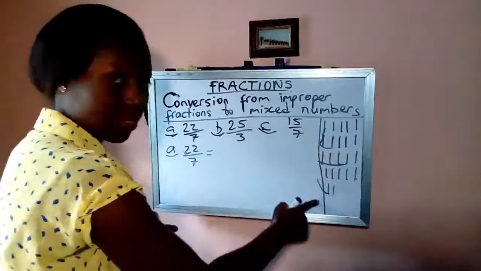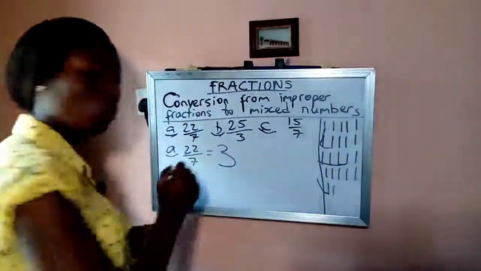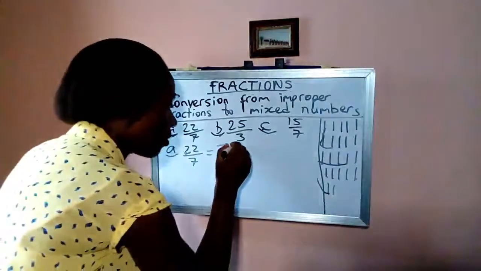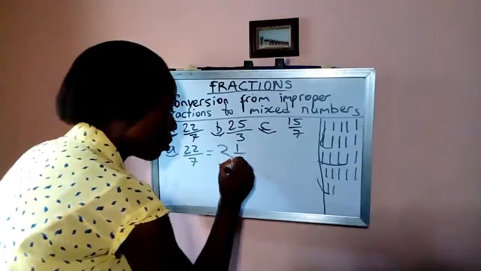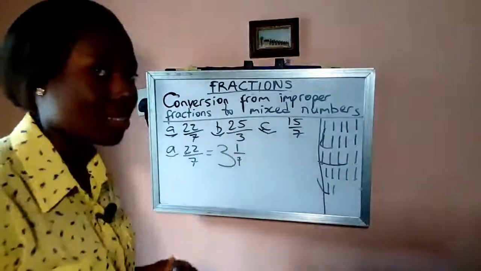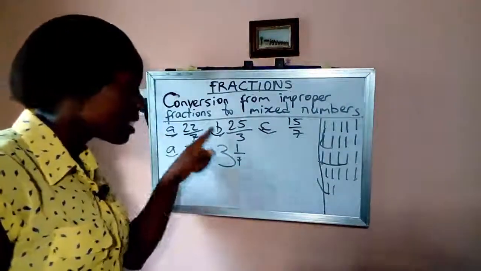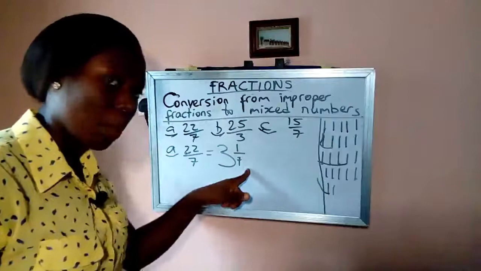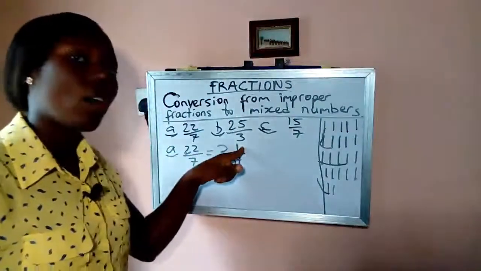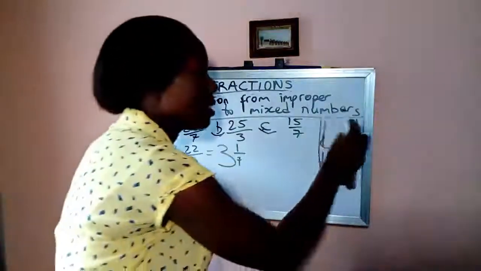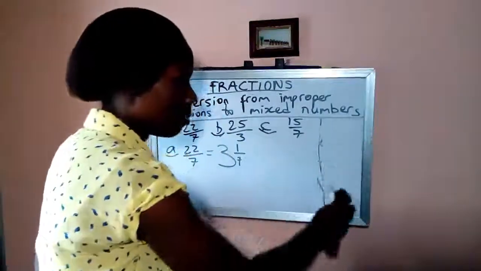We have 3 7s. Write down our 3 as a whole number. How many remainders do we have? Just 1. Now our remainder goes on top. Our denominator doesn't change. Okay? So this 3 tells us that we have 3 7s there. Remainder 1.